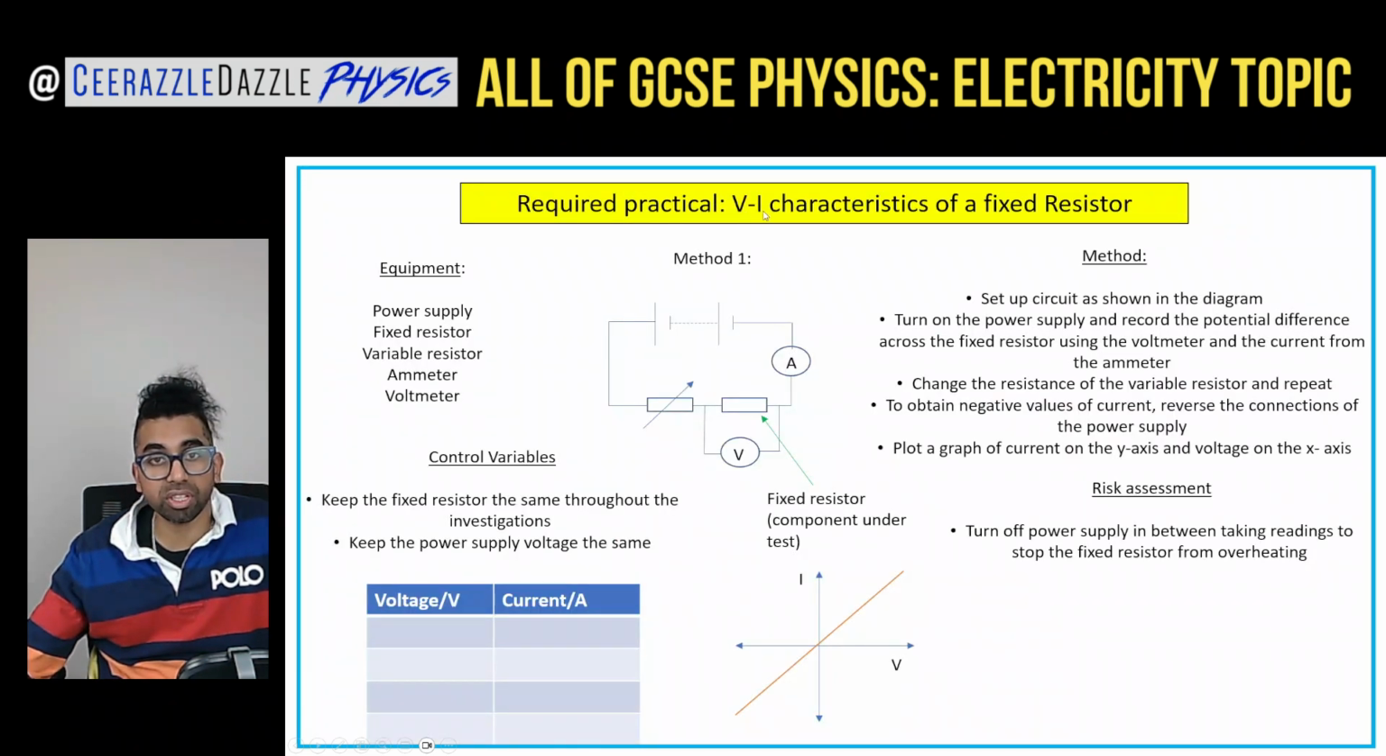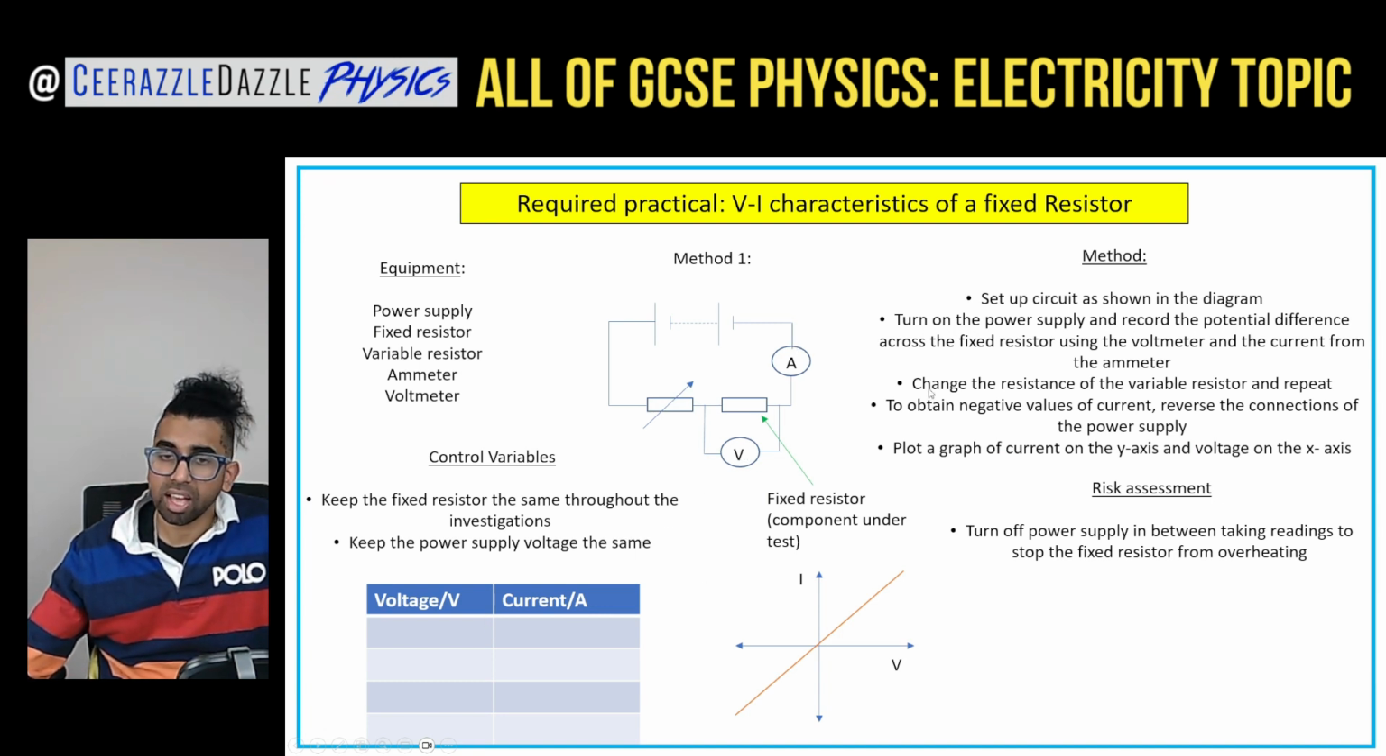Required practical, voltage and current characteristics of a fixed resistor. So in order to look at the voltage and current characteristics of a fixed resistor, you need the following circuit. You need a power supply, fixed resistor, variable resistor, the ammeter placed in series, and the voltmeter placed in parallel. Right, the method, so obviously set up as shown, then obviously turn on the power supply, and then record the values of the voltage and the current, yes, from the voltmeter and the ammeter. And then you change the variable resistance over here, which will affect the current in the circuit, and then you repeat again, recording the voltage and the current again.